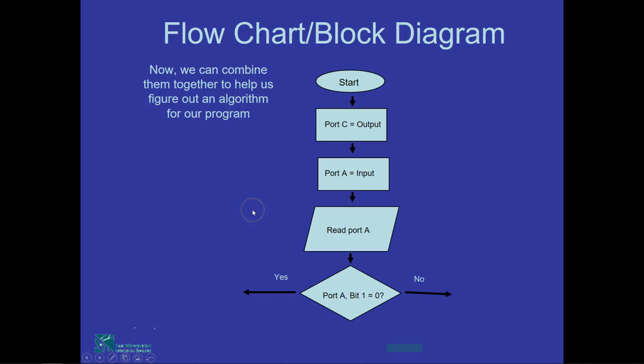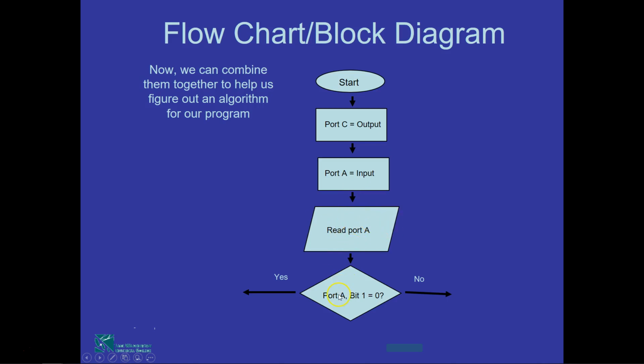Now let's take an example of a flowchart. You can see we have combined all the boxes which we saw previously except the circle one, in the form of an algorithm. You can see here, start the program. Port C is your output. It has defined this port C as your output, and port A is your input. And read port A, so it's asking to read whatever is there in port A, and that's why you use the parallelogram box.